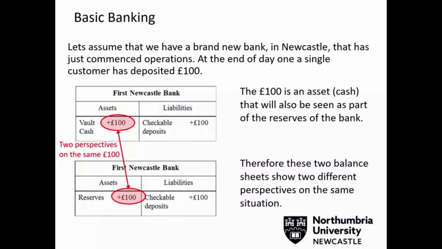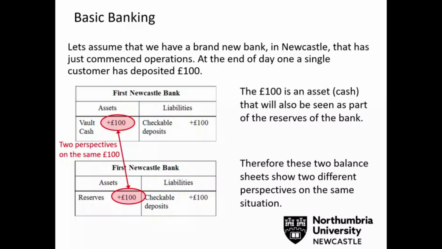So that £100 is on both sides. One is the liability, because we, as the bank, owe that back to the customer. But it's also classed as an asset, because it's money, cash sitting in our vault. So that's one way of looking at it. But let's look at a different perspective.